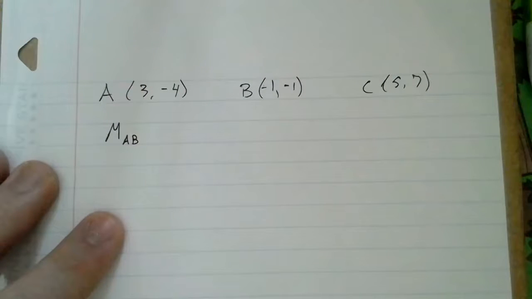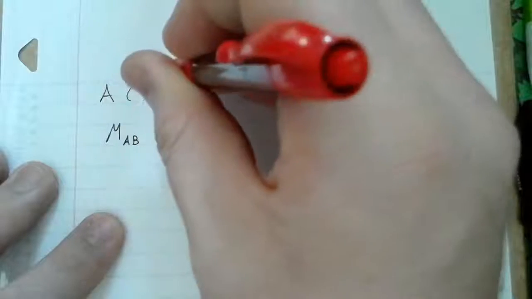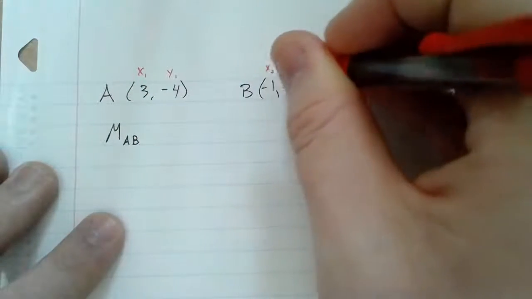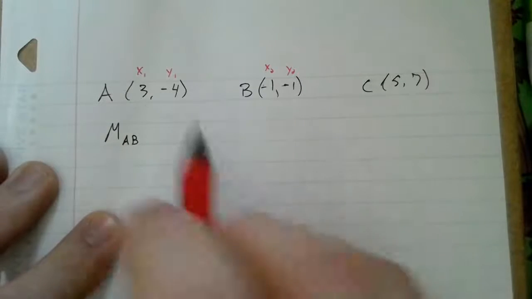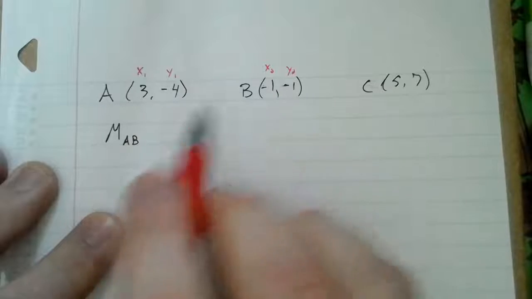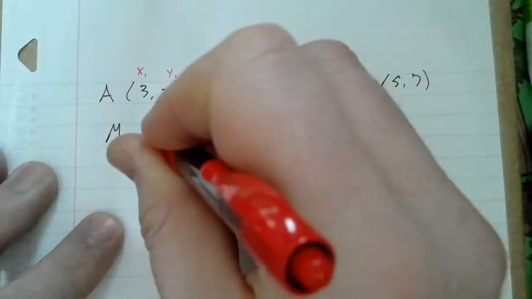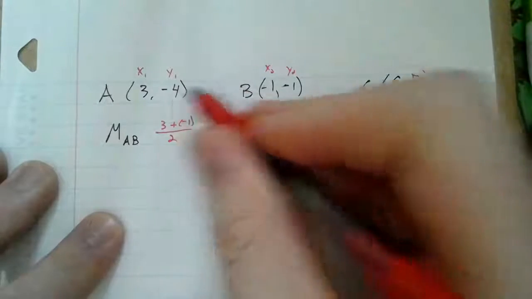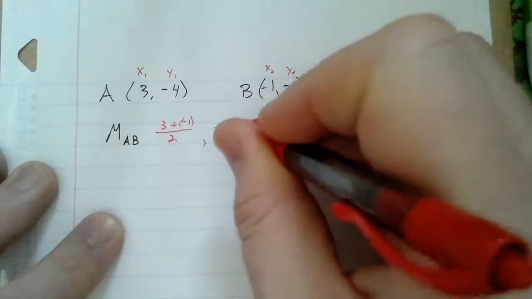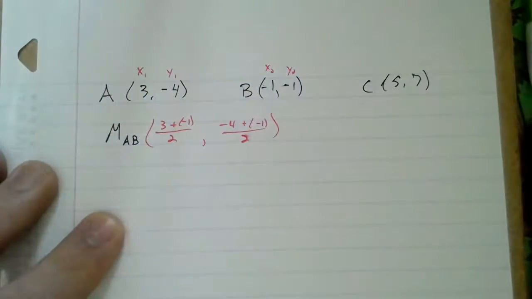If I want to find the midpoint of AB, if it helps you, you can mark these. For this problem, it doesn't matter, let's go with x1, y1, and x2, y2. Remember, for midpoint, you just want to think average. So where's this x value on average? Well, 3 plus negative 1 divided by 2. And then here, where's this y value on average? Negative 4 plus negative 1 divided by 2. That will give me the coordinates of my midpoint.